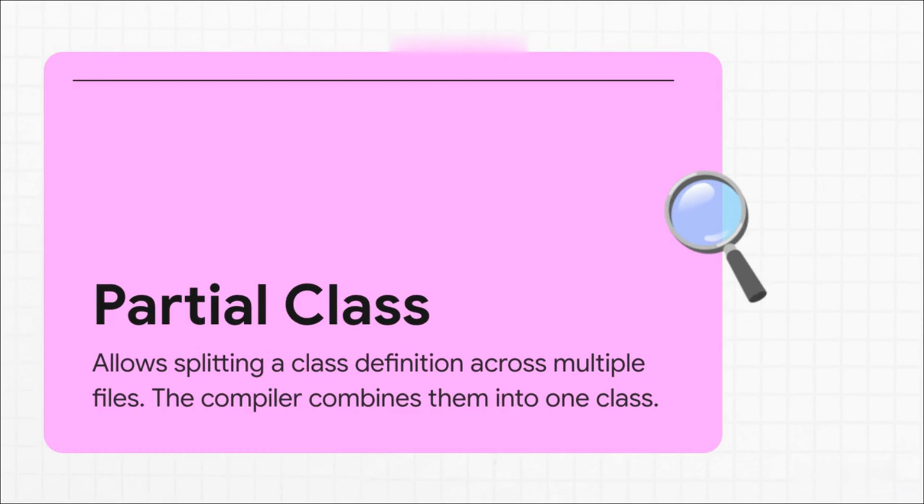The solution is actually kind of brilliant in its simplicity. You just split it up. A partial class lets you define a single class across several different files. So you could have one file for all the properties, another file for all the methods, and maybe a third file just for that auto-generated stuff. It's one class in spirit, but it lives in many different files.